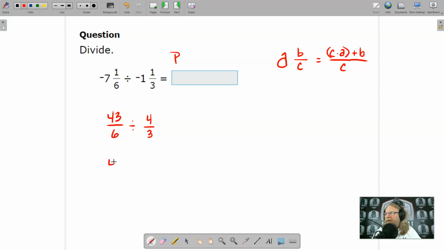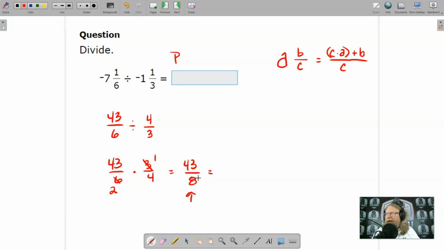Now I need to keep the first, 43/6. Flip the second, 3/4. Change the sign. I can factor out a 3 out of 3. Factor 3 out of 6 leaves me with 2. And now I have 43 times 1 is 43. 2 times 4 is 8. So we could put in 43/8. This would work. They'll let you use an improper fraction.